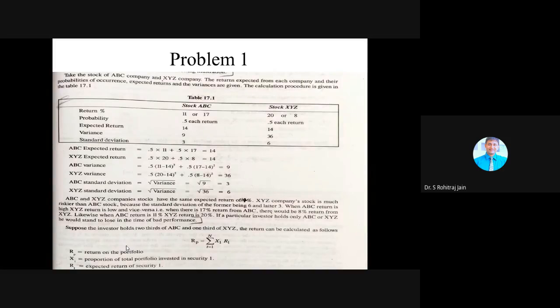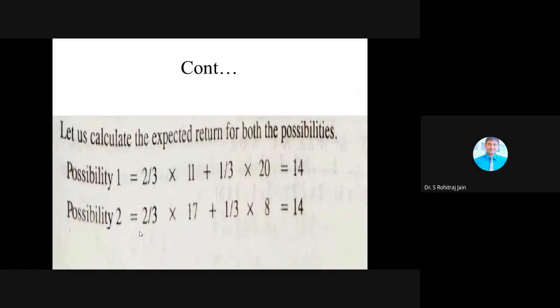You can see here, r12 is equal to, how do we calculate? Covariance of x1 x2 divided by standard deviation of security 1 into standard deviation of security 2. So please understand this. In this problem, first what we have calculated? We have calculated ABC expected return, then XYZ expected return, then the variance of ABC and XYZ, then the standard deviation of ABC and XYZ. Then after that, in the problem, suppose the investor holds 2/3 of ABC and 1/3 of XYZ, what will be the return? We have calculated in both the possibilities, right?